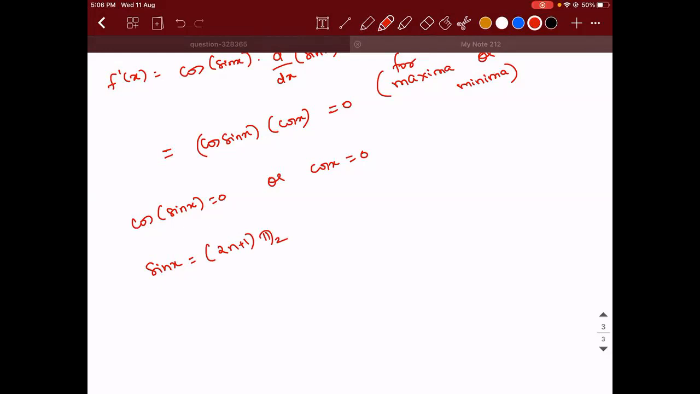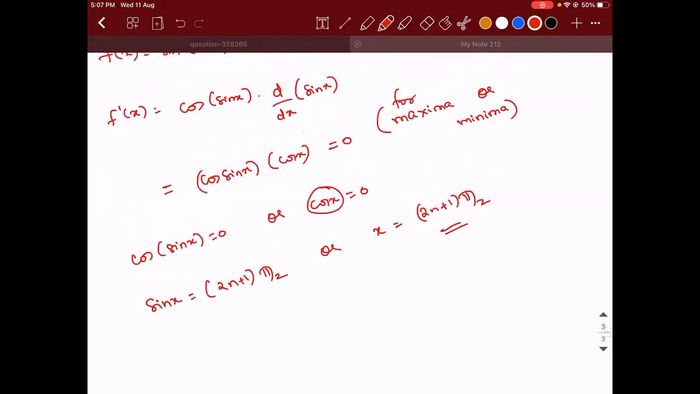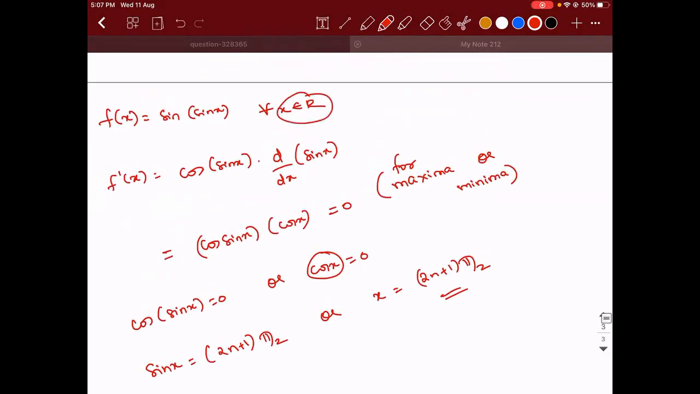I'll solve it using a different method also. Or cos x is equal to 0 means x should be equal to pi by 2. Here also it should be like this only: x should be equal to 2n plus 1 into pi by 2. Means I can substitute all odd multiples of pi by 2: pi by 2, 3 pi by 2, 5 pi by 2, like that. The only reason being for all values of x that belongs to R.